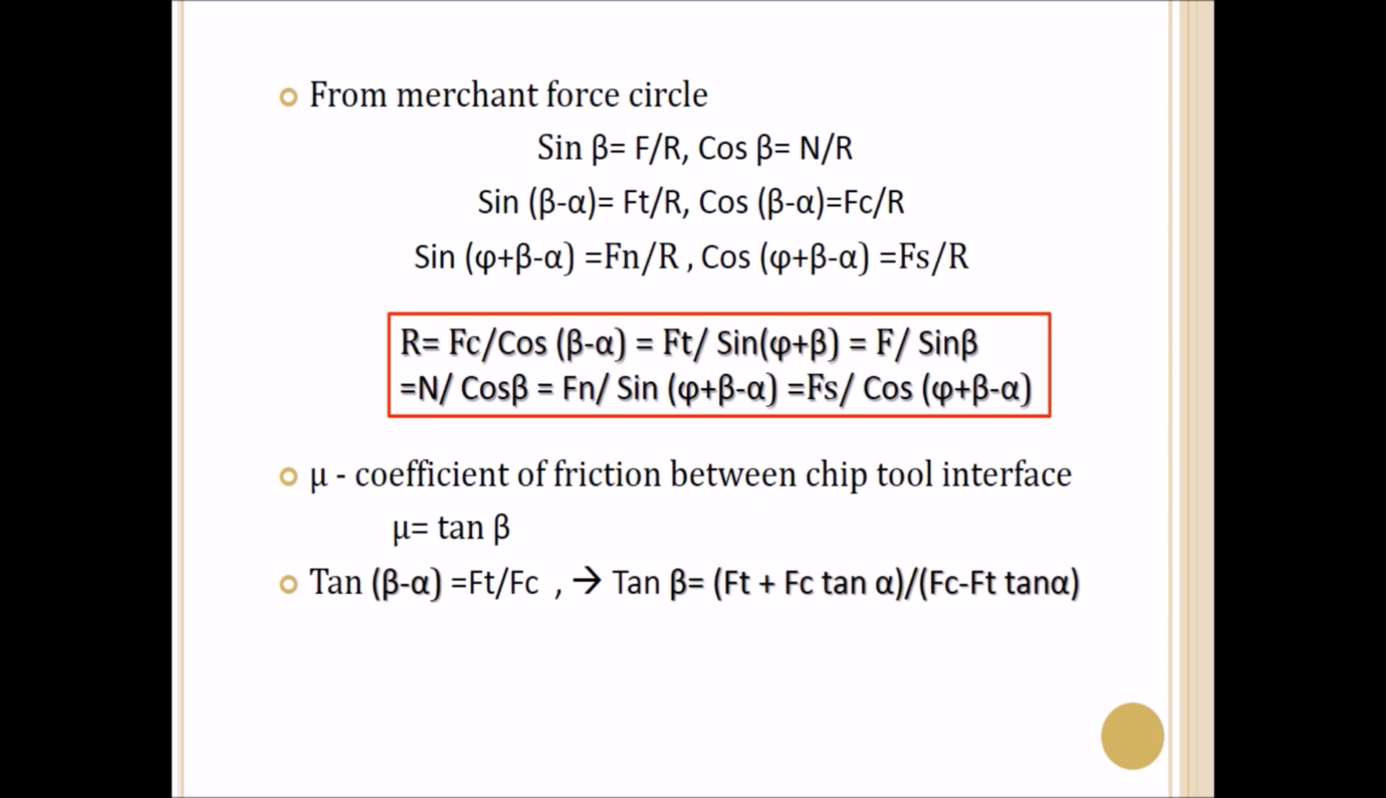And from the above results which we have just found out, and from the Merchant circle, we can form a result for tan beta in terms of Ft and Fc. And we are doing this as we are able to measure Ft and Fc with the help of a dynamometer, as we have discussed earlier.